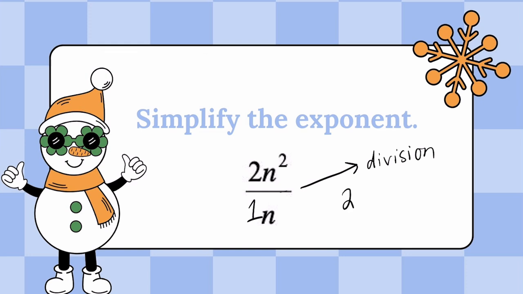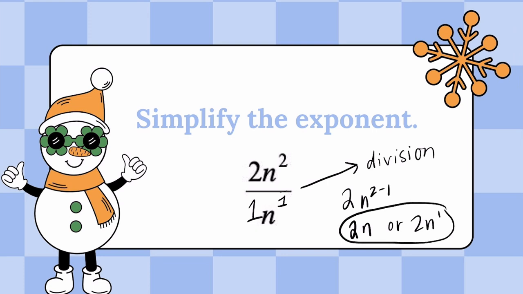And then right here, this is n to the first power. So we're going to do 2 minus 1. So n to the 2 minus 1. So we'll be left with 2 times n to the first, or you can just leave it as n as well. Don't forget to circle your answer. Okay, let's look at the next question.